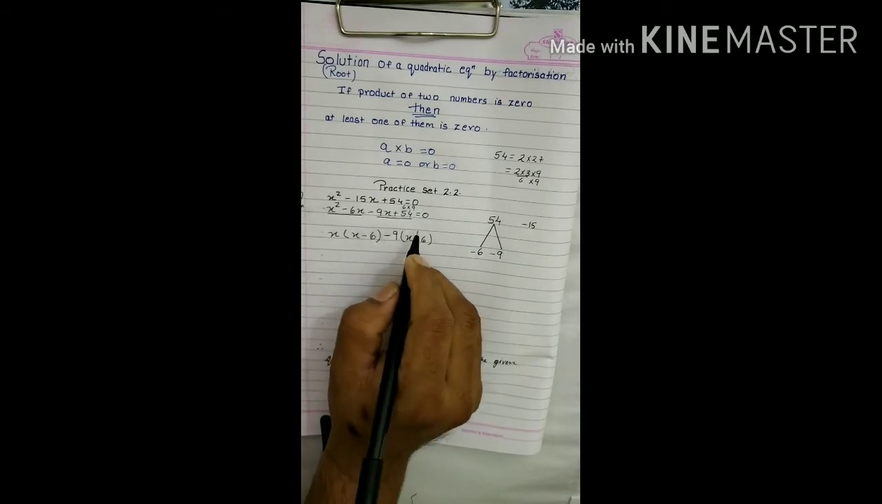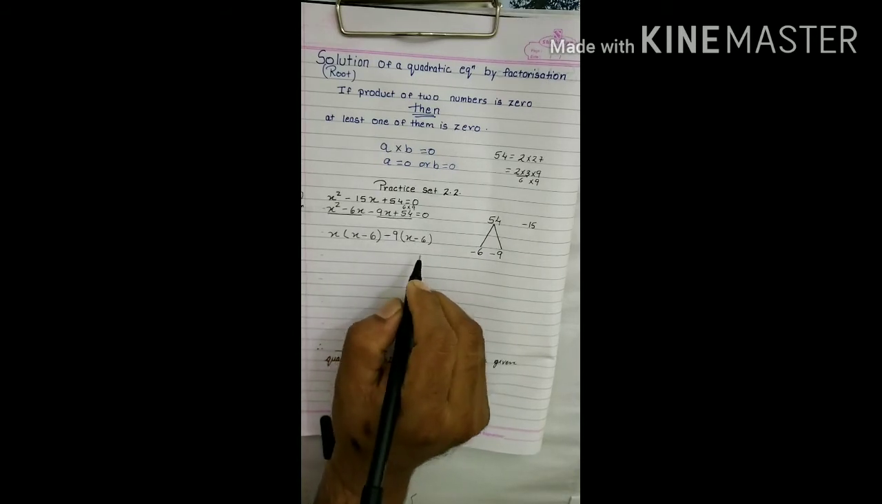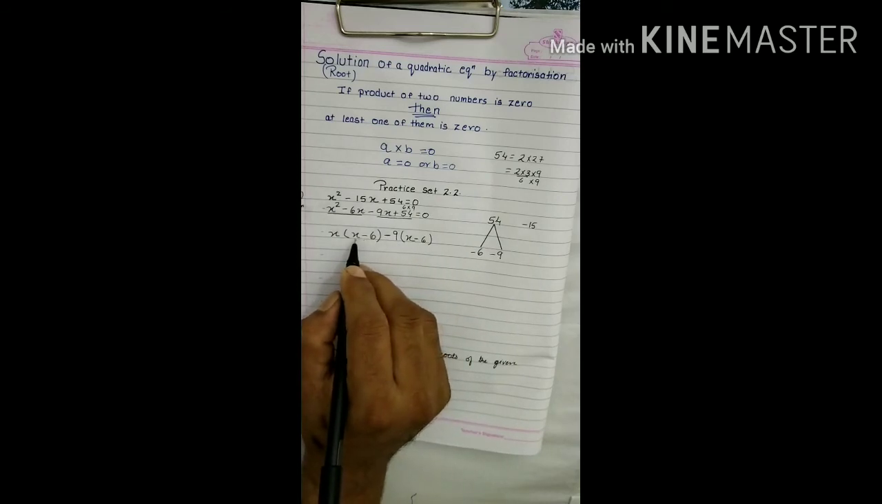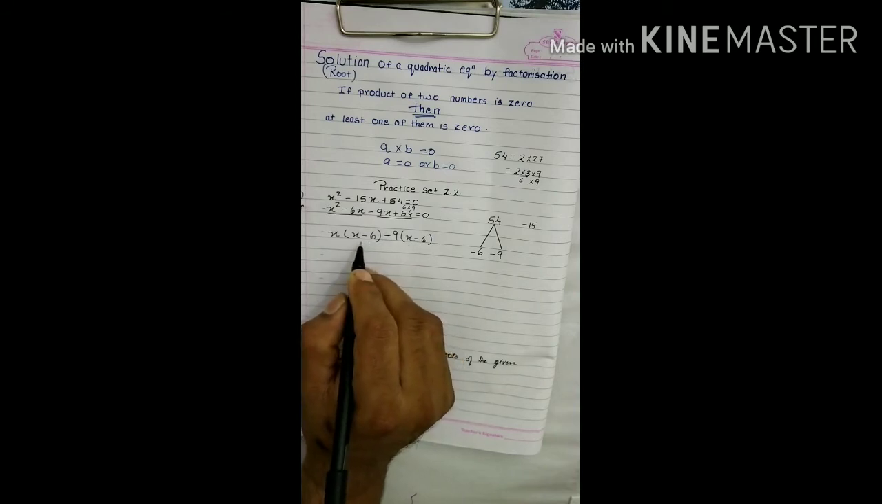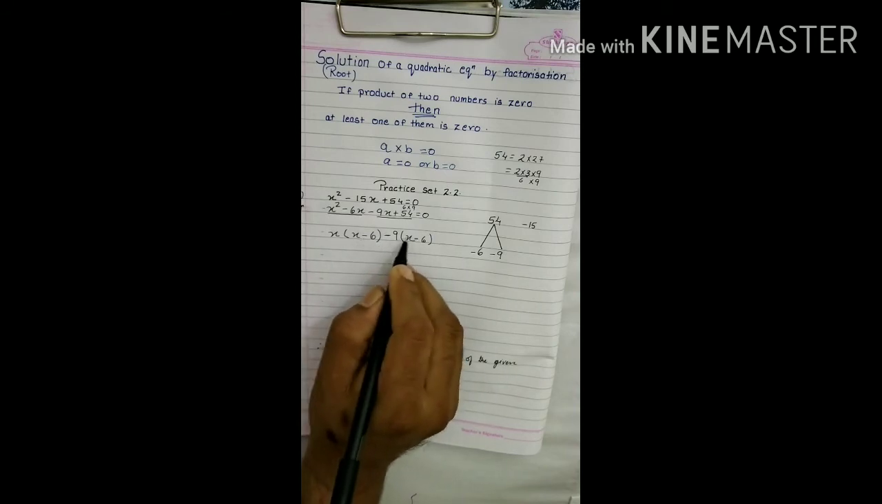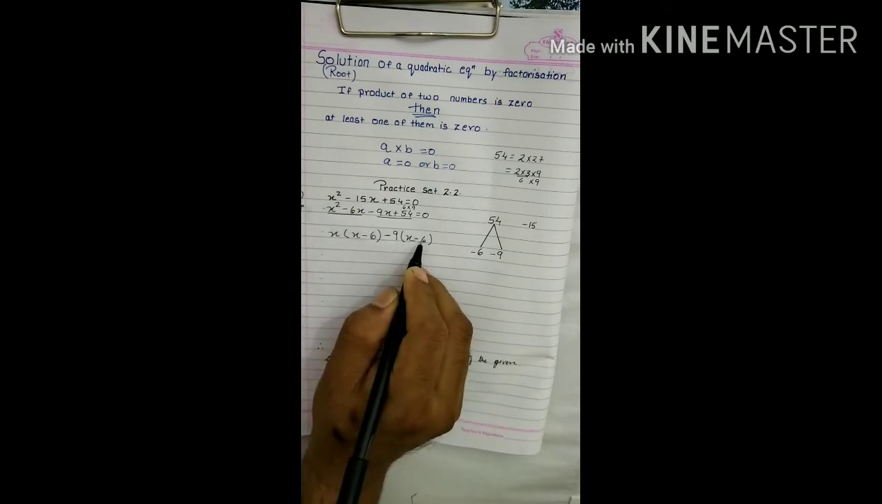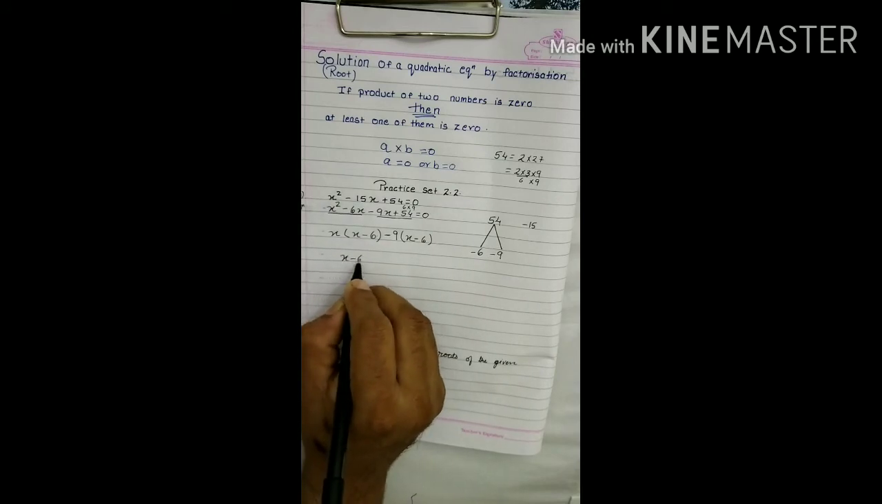So this plus will become minus. Now the thing is that we should see, are our steps correct? So how do we know our steps are correct? These two brackets should always be same. These two brackets, let us check, x minus 6, x minus 6. They are same. So we can take out x minus 6 common.